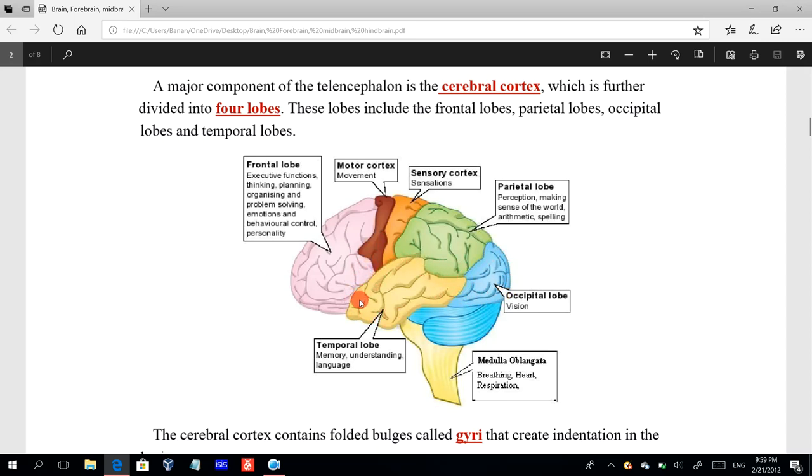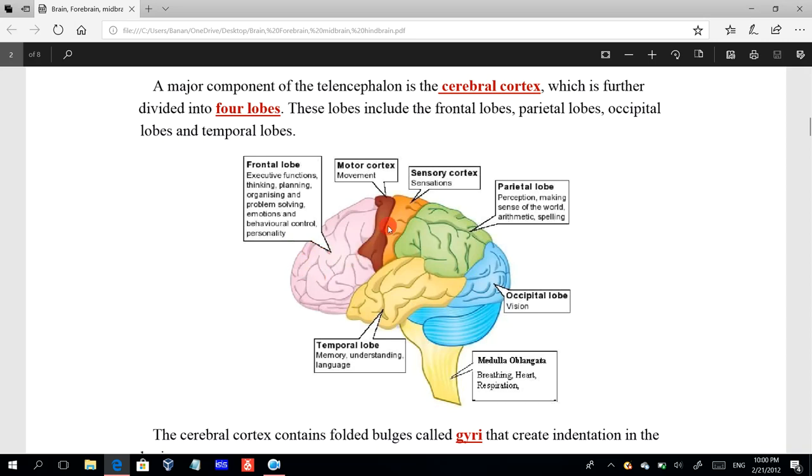lobes. And as you see, the surface of the brain contains bulges or elevations, which are called gyri, the plural of gyrus. And between the gyri, we have the depressions or grooves, which are called sulci. So these lines are the sulci, plural of sulcus. All the brain contains these gyri and sulci. And of course, the benefit of gyri and sulci is to increase the brain surface area.